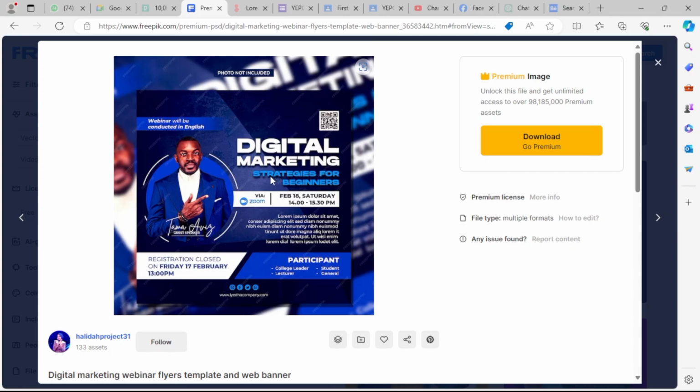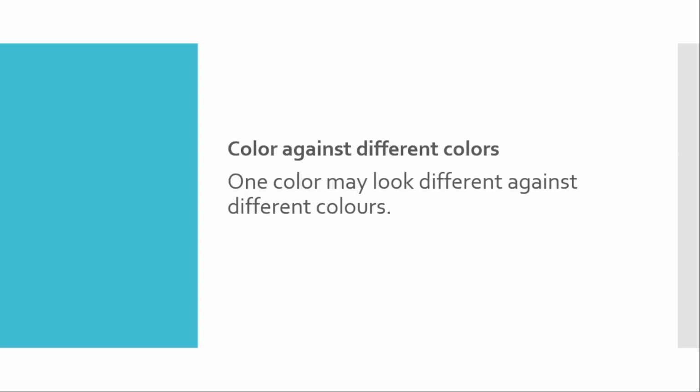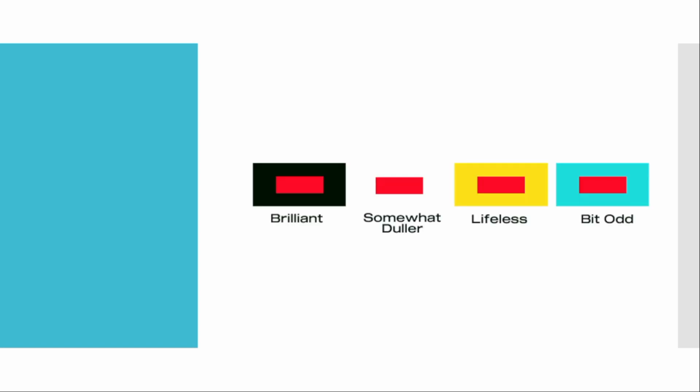So guys, you should be able to know how to design and how to attach or add different kinds of color to different projects. Color against different colors: one color may look different against another color. So guys, if you don't know how to use color, you end up having a bad design. Even if your composition, your layout, your font, everything is beautiful, at the end of the day, if you don't know how to combine colors, you will end up having a bad design.